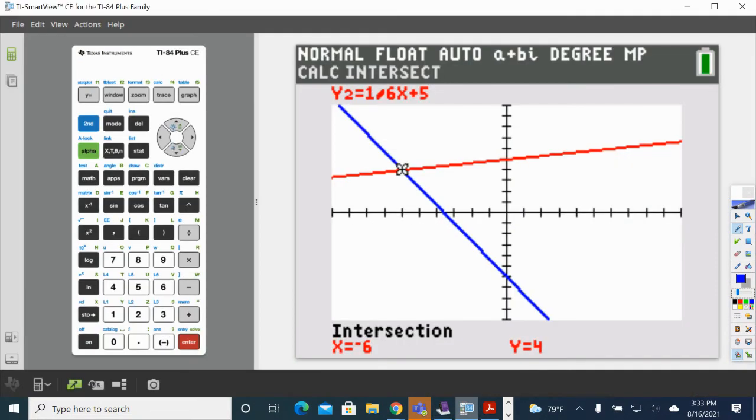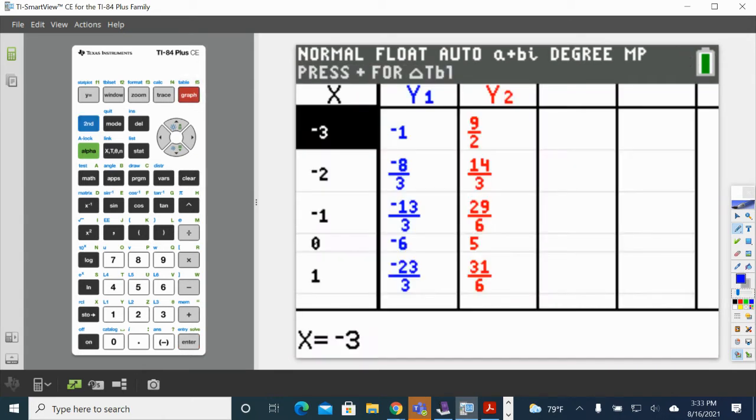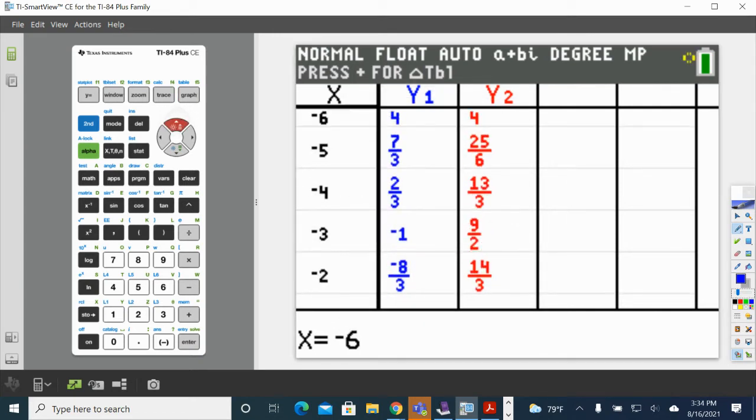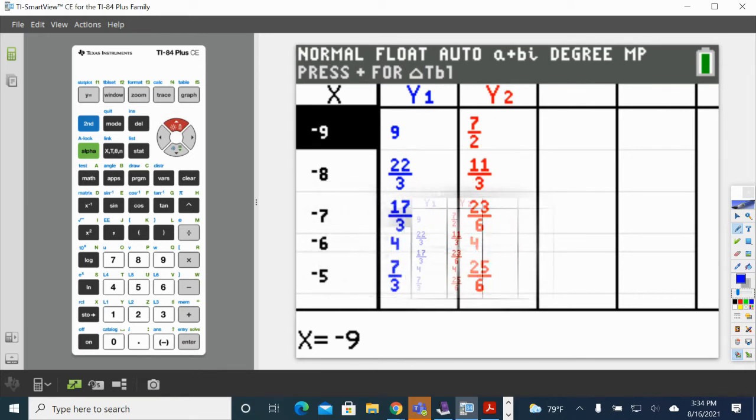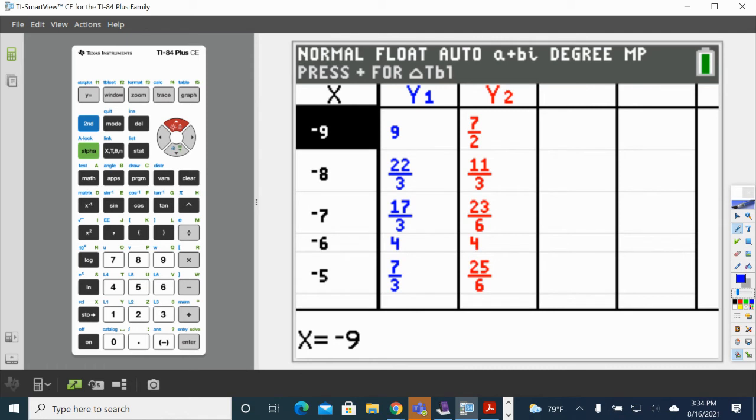The other way to do that is to look at the table of ordered pairs. So hit second graph, which brings up the table of ordered pairs. You'd have to kind of go looking through here. You're looking for the blue and the red to be the same number, and they're not the same here. We know that the answer is negative 6, 4. So if you look here on my table, negative 6, 4, the 4 is the same in the blue column and in the red column. That's what tells me that that's the solution to the system.